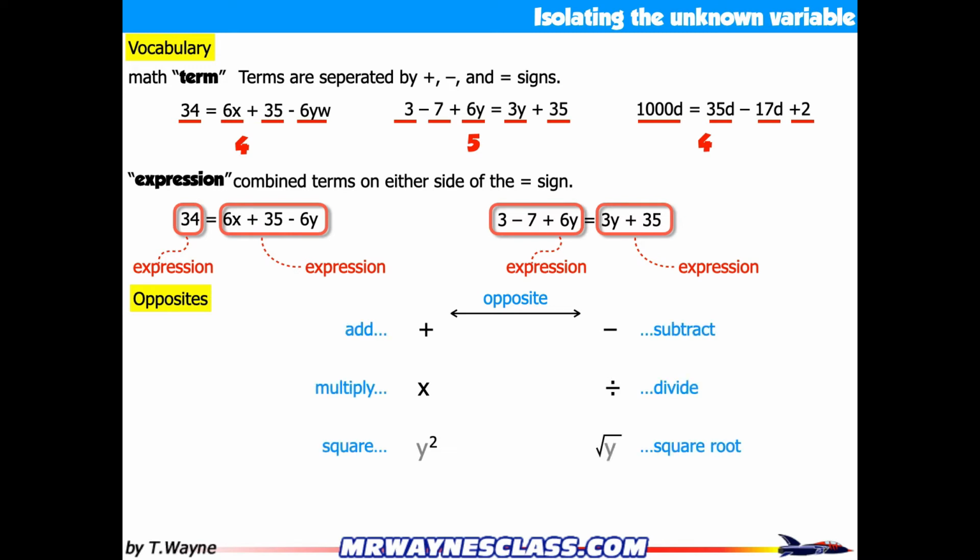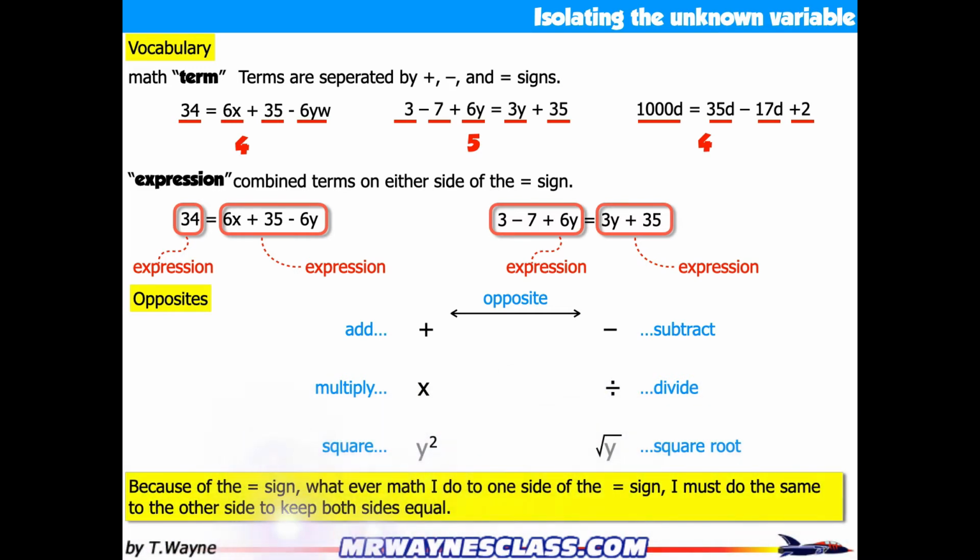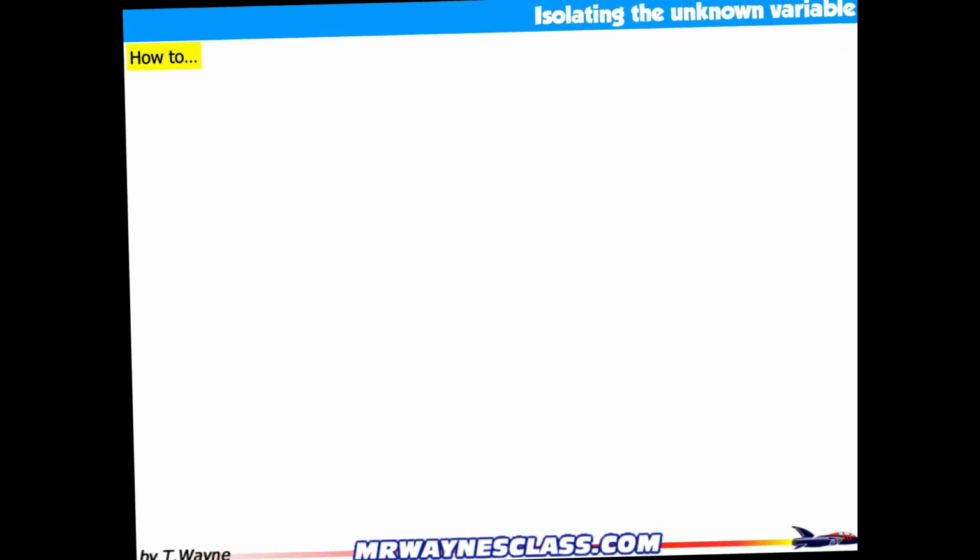So these are opposites. And a final piece to keep in mind is because we're talking about an equation that has an equal sign on it, whatever math I decide to do on one side of the equal sign, I've got to do the same math on the other because that's what the equal sign means. It means equal. So I've got to do the same thing to both sides so I really don't change the equation itself.